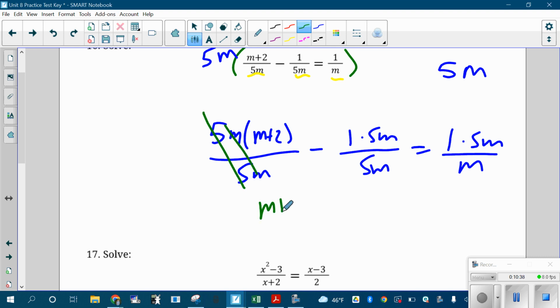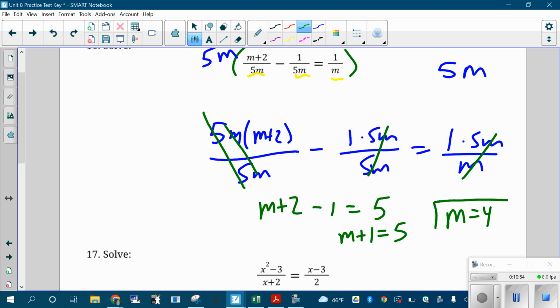First one simplifies to m plus 2. Second one just simplifies to minus 1. Third one just simplifies to 5. Now I have a linear equation I can solve. I have m plus 1 equals 5, so m equals 4. Cool.